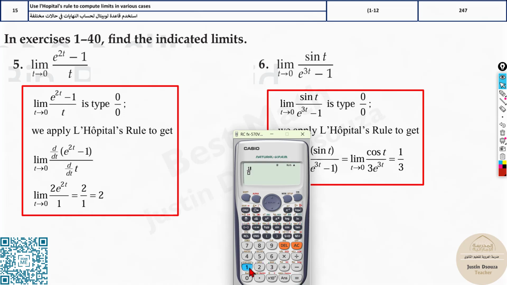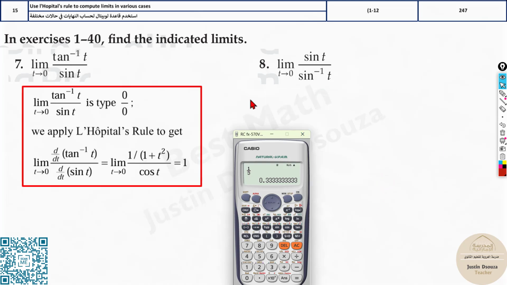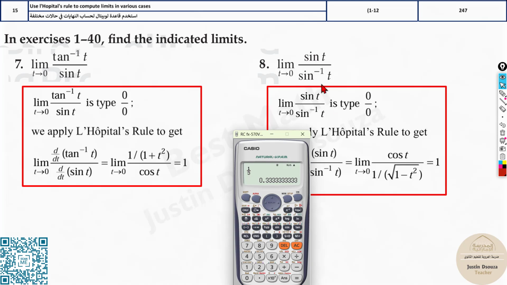Or you can do the easier way. You'll have 4 options. 1/3 is one of your options. Press equal to and then press S-D. You'll get it in decimal form. It's 0.33. So try these by yourselves, guys. Now over here, it doesn't matter that you have an inverse function. Let me do that.